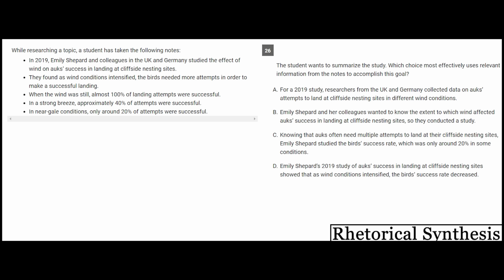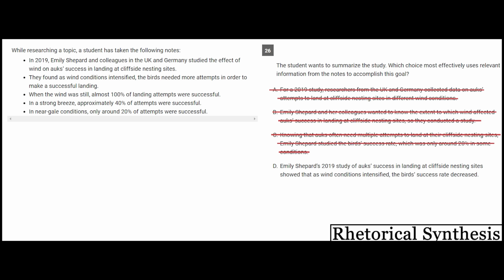While this explains the methodology, it doesn't summarize the study as a whole. Choice B says, "Emily Shepard and colleagues wanted to know the extent to which wind affected auks' success in landing at cliffside nesting sites, so they conducted a study." This presents the study, but doesn't mention anything else, so we can eliminate this as well. Choice C says, "Knowing that auks often need multiple attempts to land at their cliffside nesting sites, Emily Shepard studied the birds' success rate, which was only around 20% in some conditions." This is just the data from the study, which doesn't match the goal.